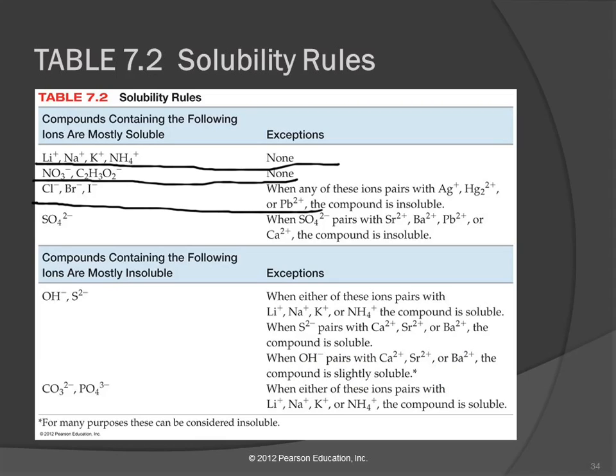Slightly. So what about this slightly soluble? Slightly soluble means it dissolves a little bit, just a little bit. And so the little footnote down here, for many purposes, these can be considered insoluble. And that's going to be generally the case. Those are mostly going to qualify as insoluble. We've got the carbonates and the phosphates. Those are also mostly insoluble. The only exceptions are with these guys up here. So those are the solubility rules.